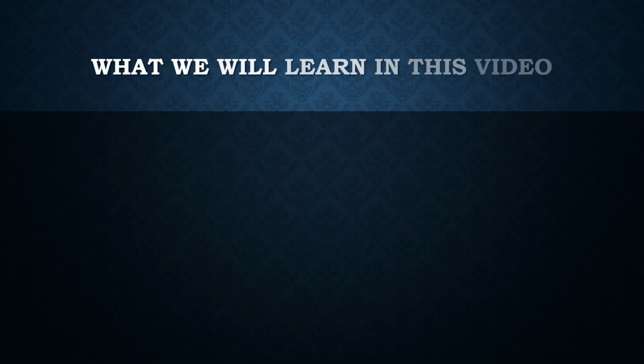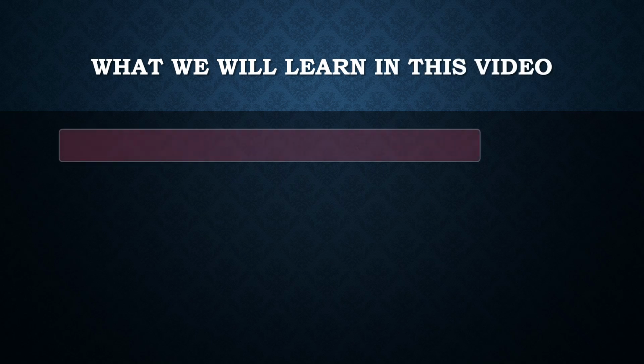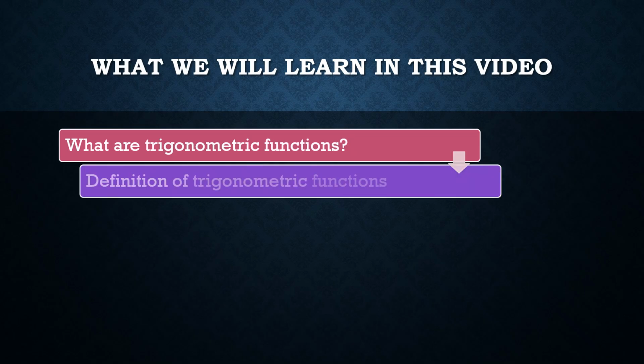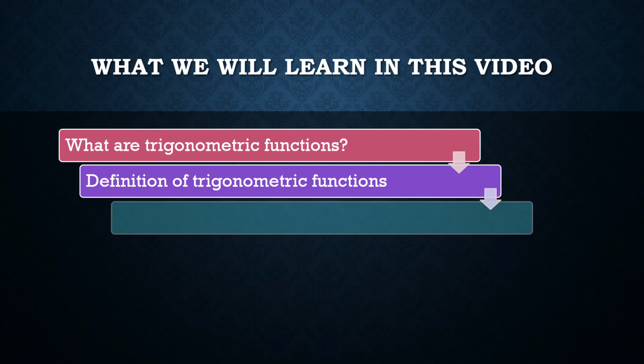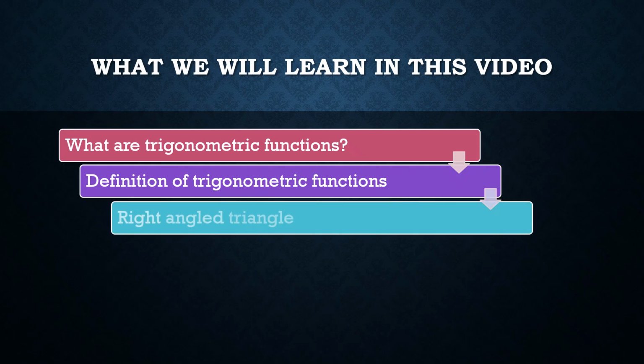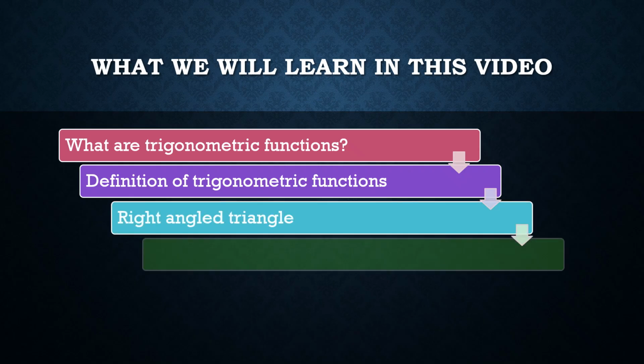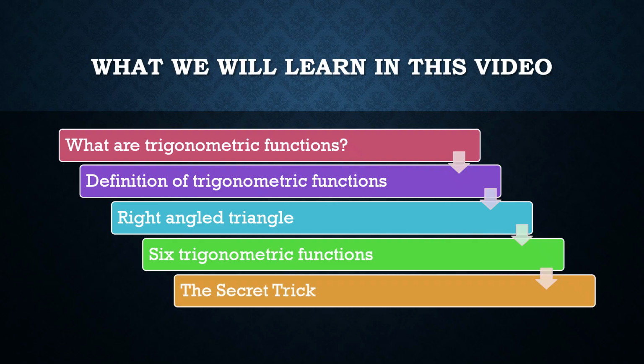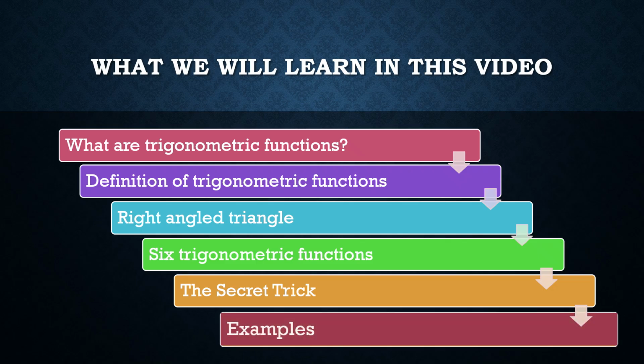In today's video, we are going to learn some important concepts of trigonometry in a very simple way. In this video, we will cover: first, what are trigonometric functions? Then we will understand the definition of trigonometric functions. After that, we will learn about a right-angled triangle, because trigonometry is based on it. Next, we will study the 6 trigonometric functions, such as sine, cosine, and tangent. Then I will share a secret trick to remember these functions easily. And finally, we will solve some examples to understand the concept better.